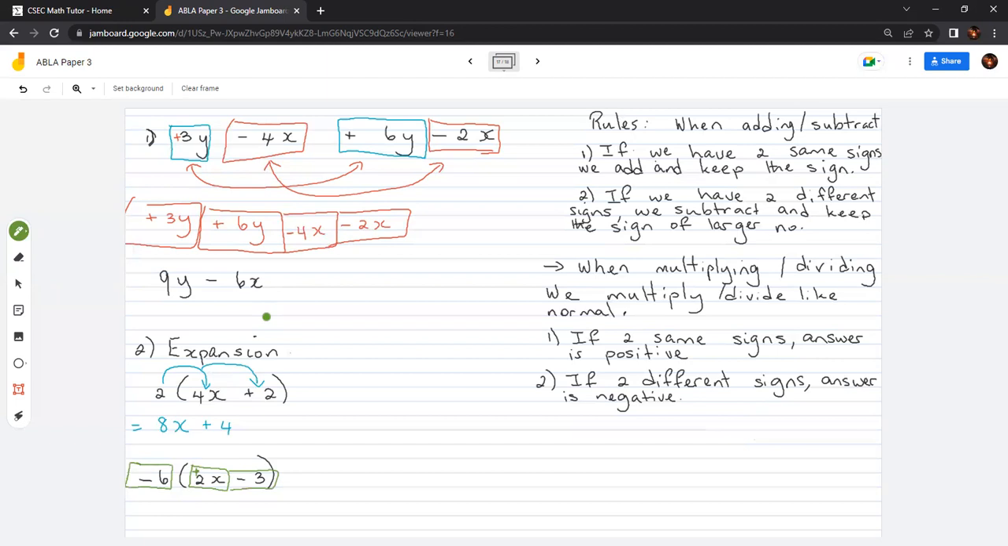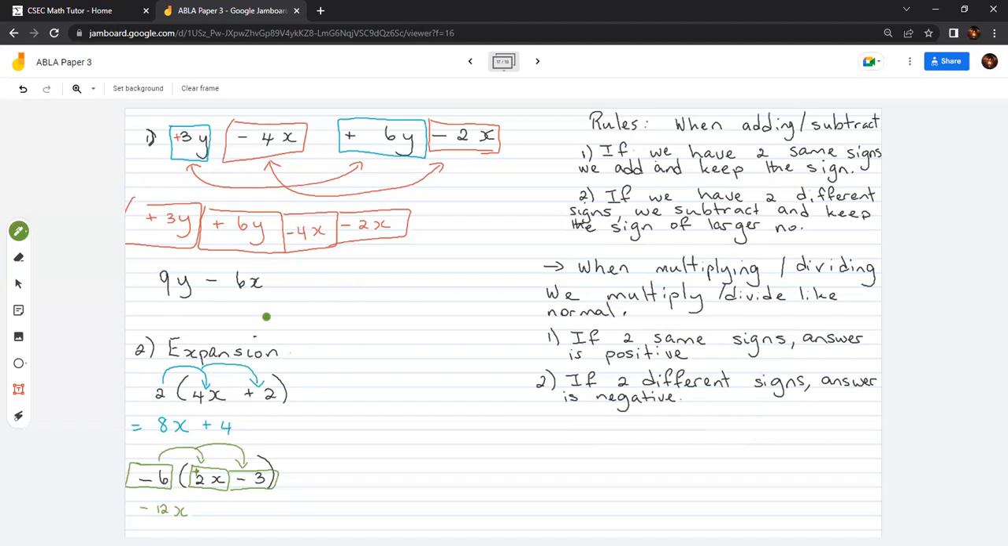So whatever is outside in algebra, if you have brackets, we don't work with the brackets. We want to get rid of those brackets, so we're going to expand. Whatever is outside, we multiply by everything inside. So 6 times 2, you multiply like normal. 6 twos are 12x, but I have two different signs, so it's going to be -12x.